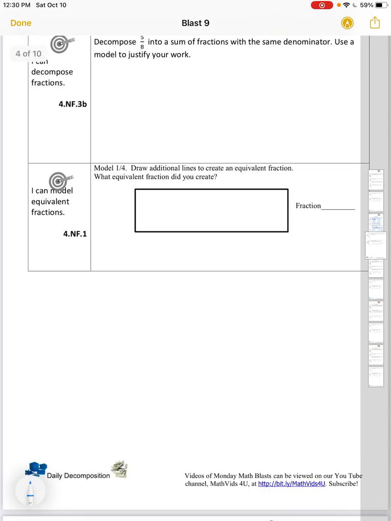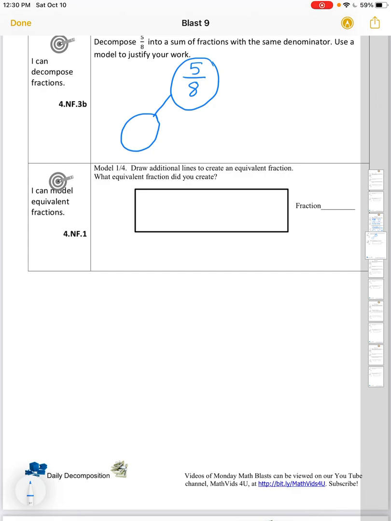On the back side, I can decompose fractions. Decompose 5/8 into a sum of fractions with the same denominator. Use a model to justify your work. So we're going to say we have 5/8 total, and we want to decompose that. So we're going to break it down into a sum of fractions, so fractions that we can add together to get 5/8. And we need to have the same denominator for each fraction.